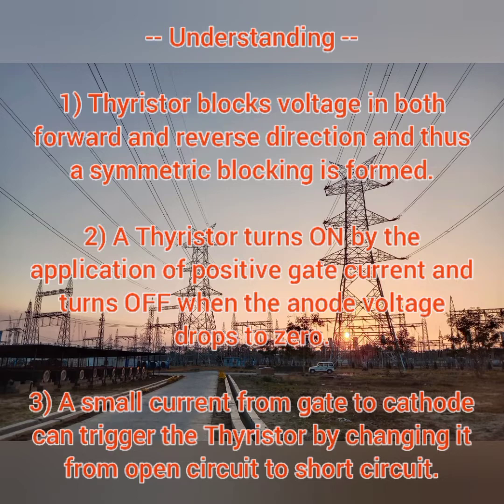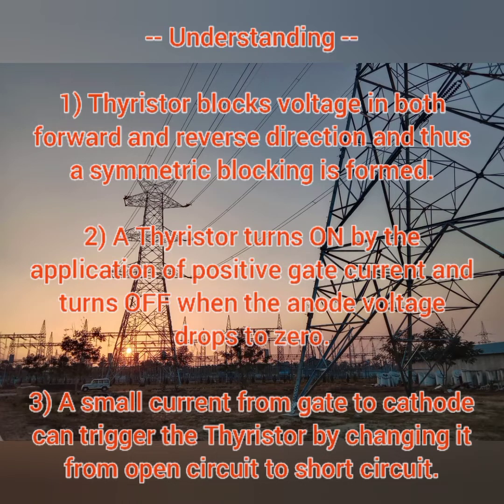The thyristor blocks a voltage in both forward and reverse direction, and thus a symmetric blocking is formed. A thyristor turns on by the application of a gate current or a voltage, and turns off when the anode voltage drops to zero. A small current from the gate to the cathode can trigger the thyristor by changing it from an open circuit to a short circuit. So these are all the understandings from the VI characteristics and the modes of operation.